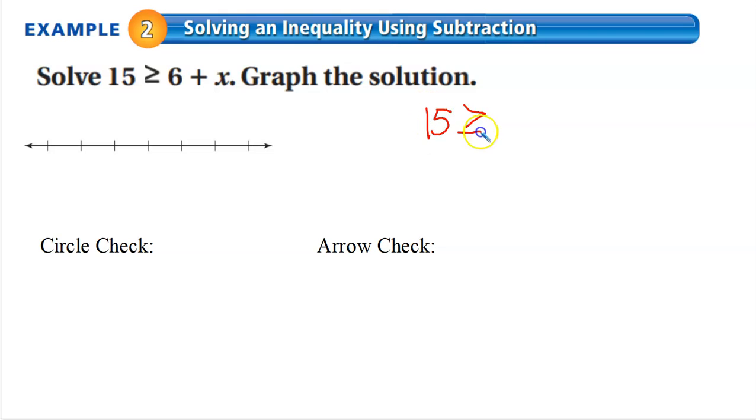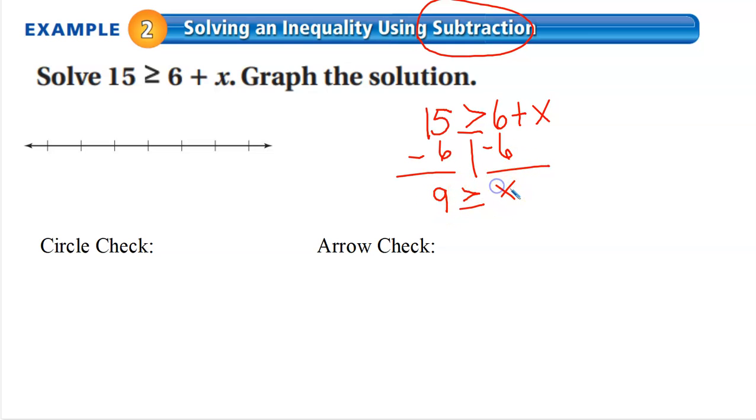15 is greater than or equal to 6 plus x. I draw my balance scale. I look at the side with the variable. This time I'm using subtraction because it's an addition problem. I'm going to subtract 6 from both sides. I get 9 is greater than or equal to x.